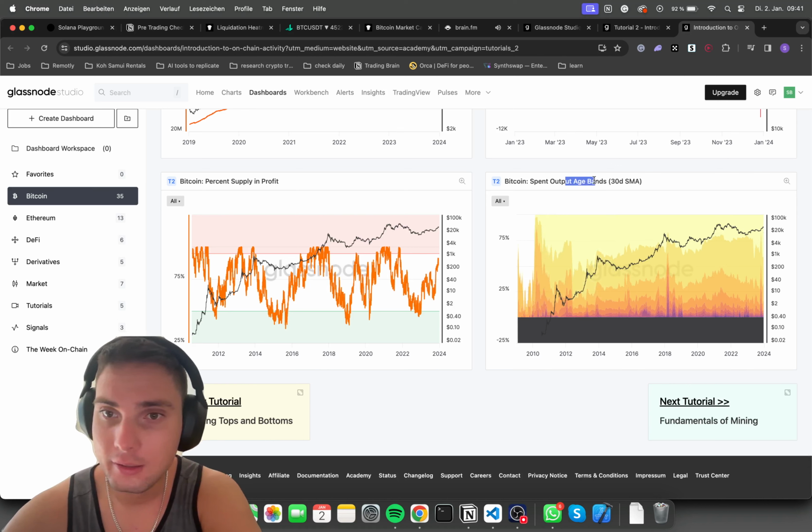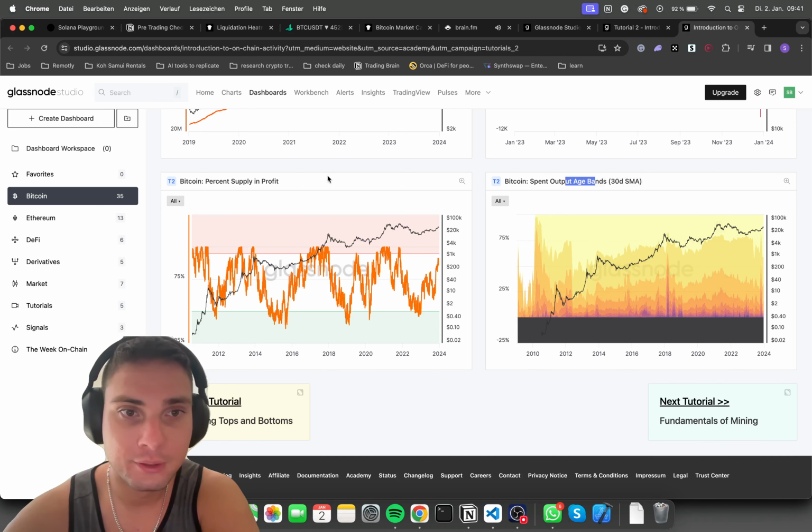Spend output age, spends, nope. Percent supply in profit. Okay. Black is always the price.